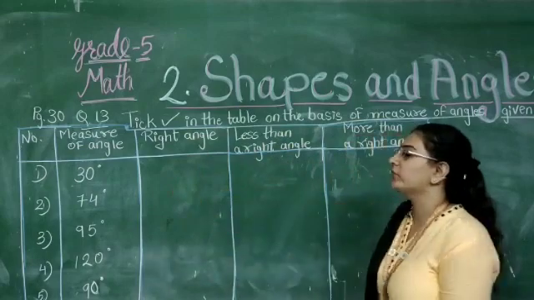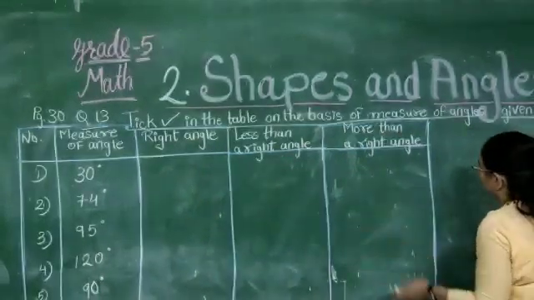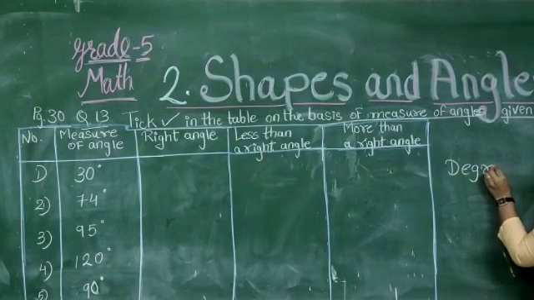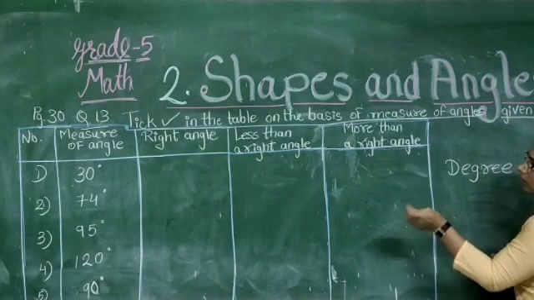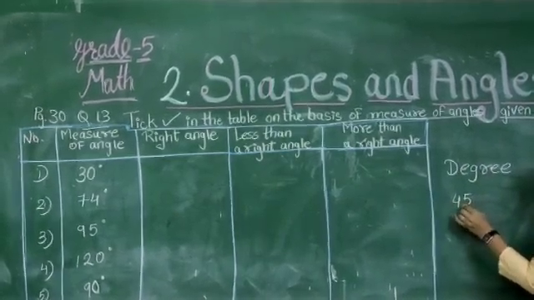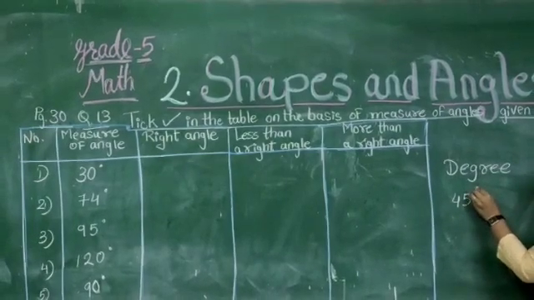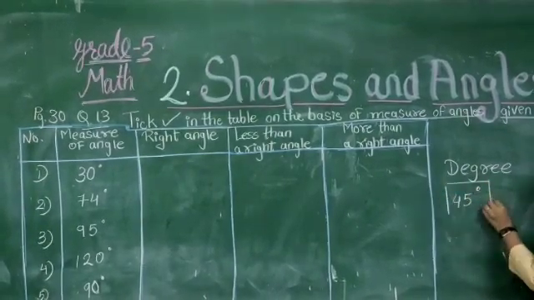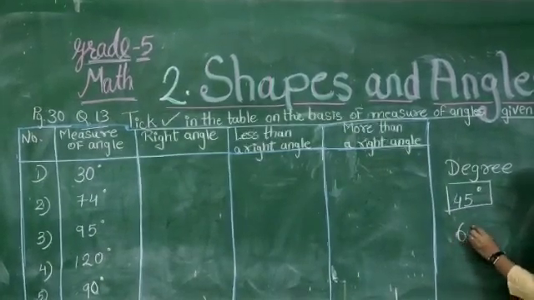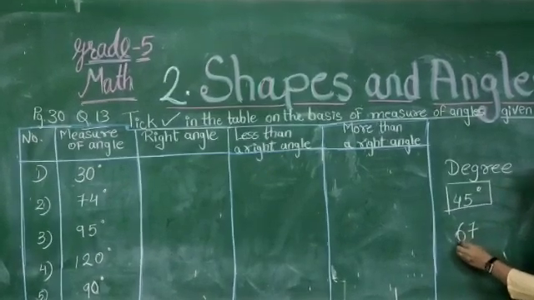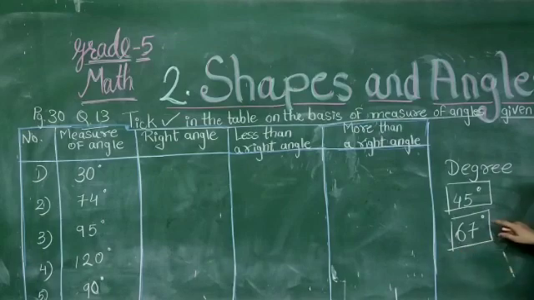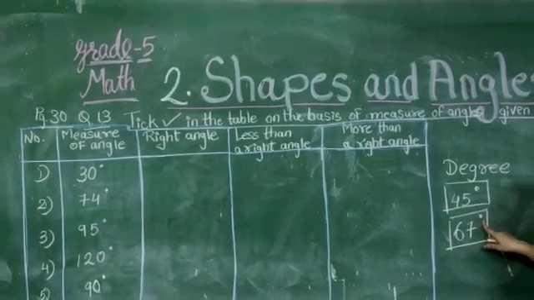But before proceeding further, let me explain you, as I have told you, degree. So degree is a symbol, we are writing the dot over a number. Means if I am taking 45, so 45 with a dot over it is a symbol of degree. Another example if I am taking is 67. So 67 with a dot over it is a degree. This is 67 degree.